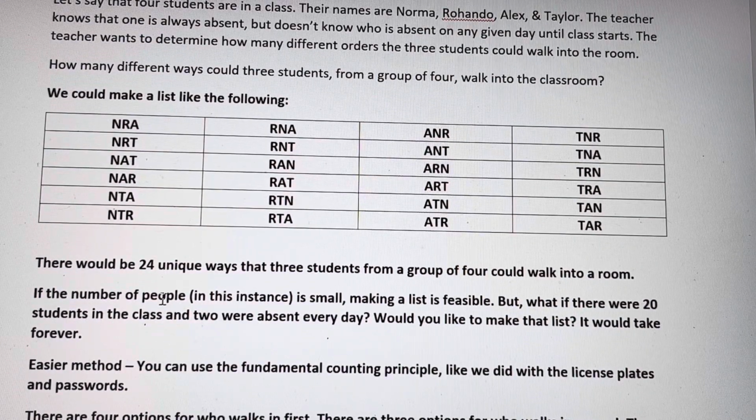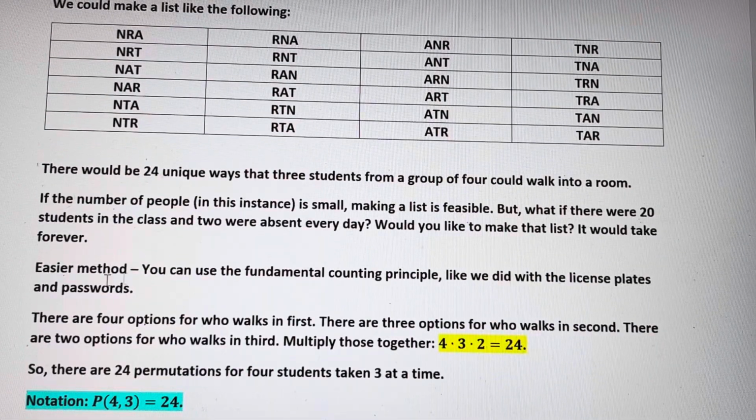If the number of people is small, like this one, where we're only talking about 4 people and only 3 coming into the room, making a list makes sense. But what if there were 20 students in the class and only 2 were absent every day? That means I would have 20 columns of students coming in first, and all the different orders of 18 people. That list would take forever to make. So there's an easier method.